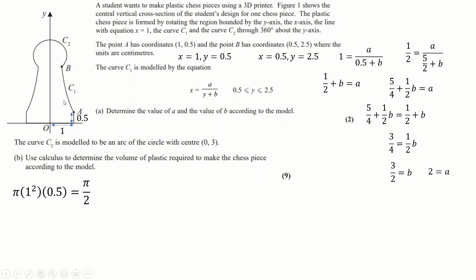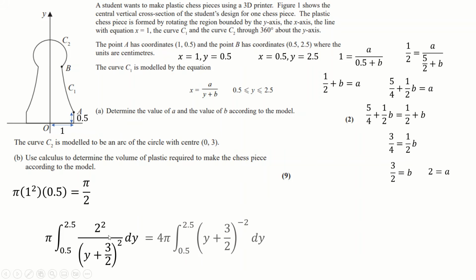Then we work out the volume of this section between A and B, which is going to be pi times the integral of x squared, because we're going to rotate this around the y-axis is the plan. So pi integral of x squared between the y-coordinate of A and the y-coordinate of B. Now, x squared is just a squared over y plus b squared, and we know A and B, so we just put those in between 0.5 and 2.5, as I said, with pi on the outside.